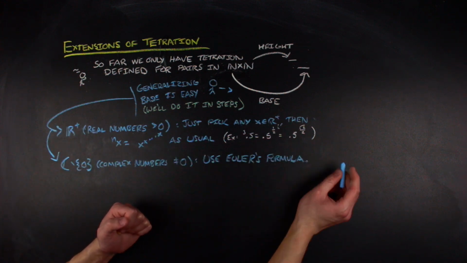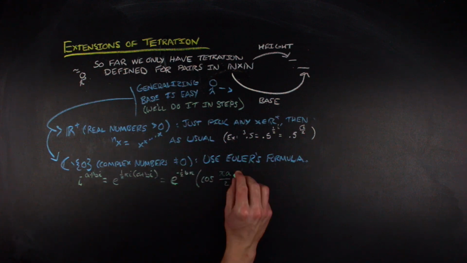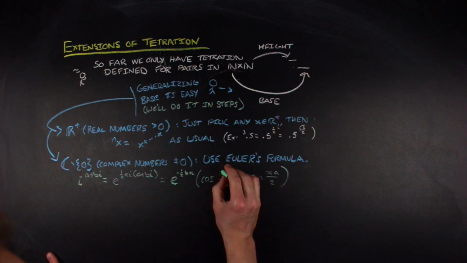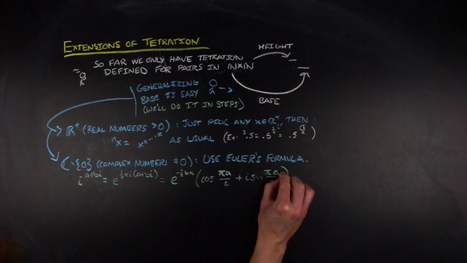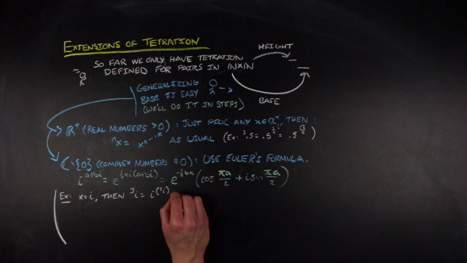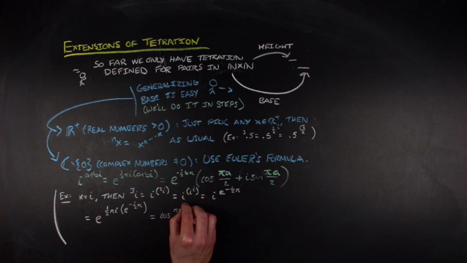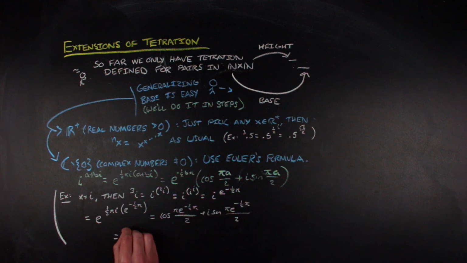The next case, we're going to skip past the negative real numbers and just go straight to the complex numbers, because it's easier just to do them all at once. But what we can do is use Euler's formula for complex powers in order to figure out what the right way to define a tetration on complex bases would be.